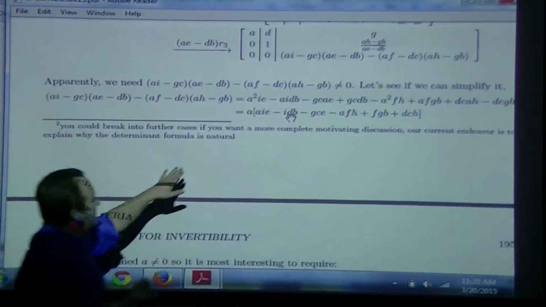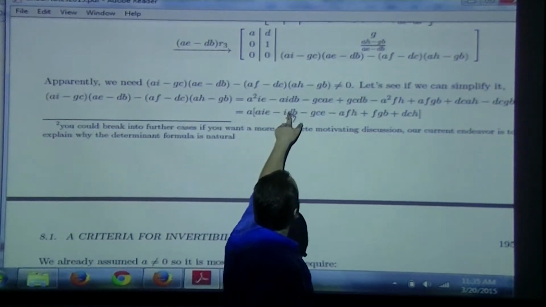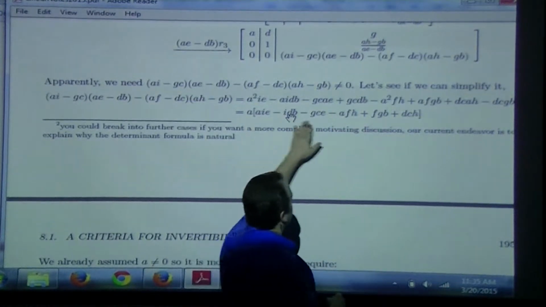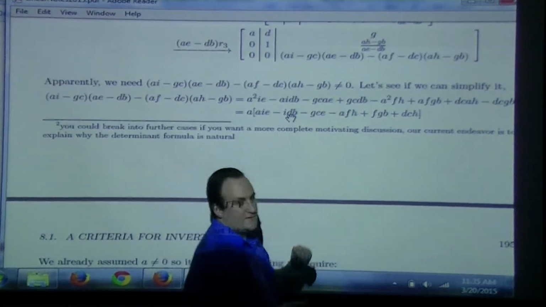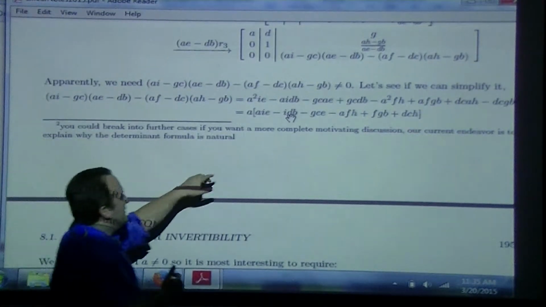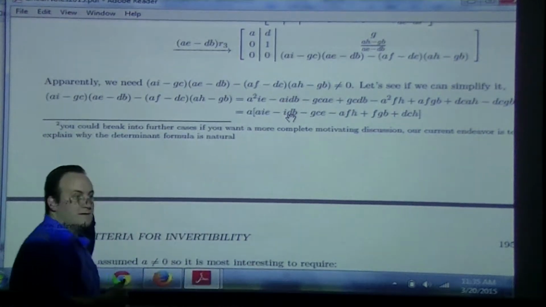You end up with this lovely quantity right here, right? It's 1, 2, 3, 4, 5, 6 terms. 3 of those terms have pluses, and 3 of those terms have minuses. And there's actually a very specific pattern that they're coming from the 3x3 matrix with. All right? And then, of course, A. So it turns out that the sufficient condition for the 3x3 matrix to be invertible is for the thing in the square brackets to be non-zero.